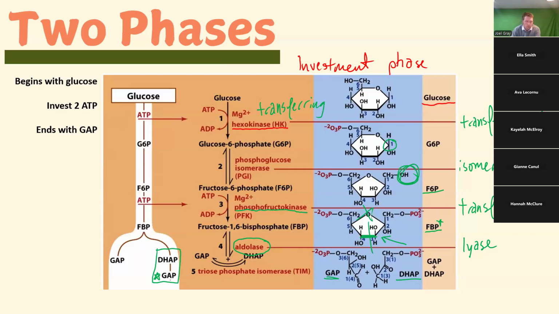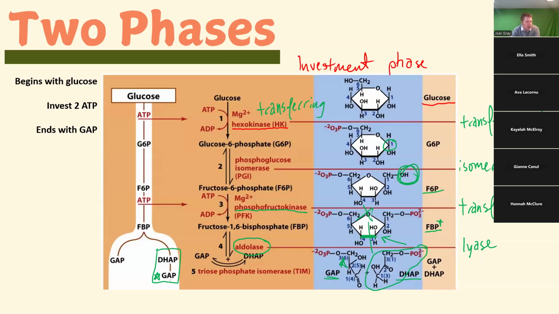Both of these molecules are 3-carbon molecules. They each have a phosphate. So we're going to isomerize them. We're going to isomerize the DHAP, the dihydroxyacetone phosphate, this molecule right here. We're going to isomerize it to make 2 glyceraldehyde 3-phosphates.